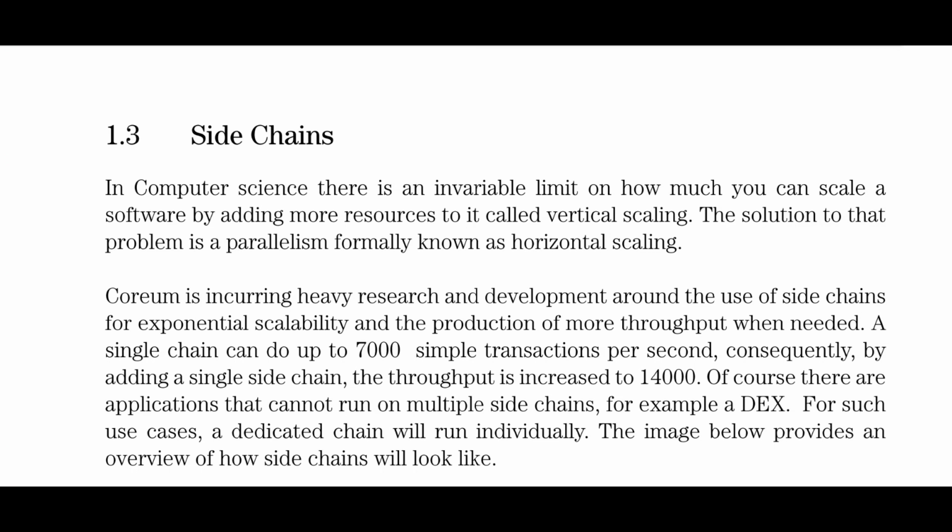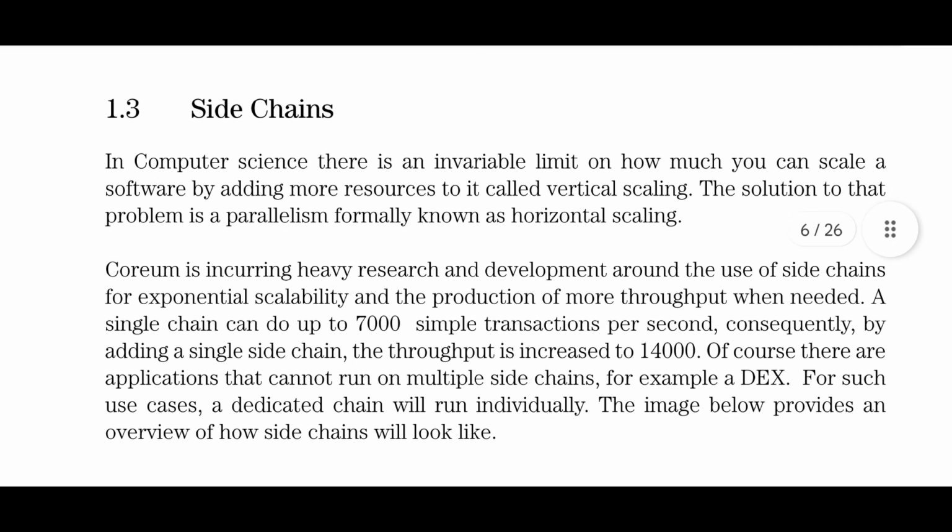Sidechains. Coreum is incurring heavy research and development around the use of sidechains for exponential scalability and the production of more throughput when needed. A single chain can do up to 7,000 simple transactions per second. Consequently, by adding a single sidechain, the throughput is increased to 14,000.